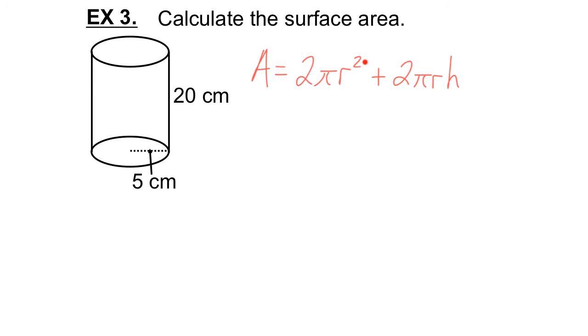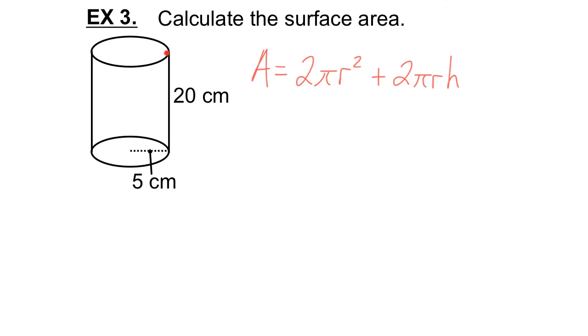Well, pi r squared is the area of a circle. In a cylinder, I have 2 circles. So the surface area involves 2 of those. So that's where this 2 comes from. There are 2 circles. Now this part comes from the rest of the cylinder, the sides.